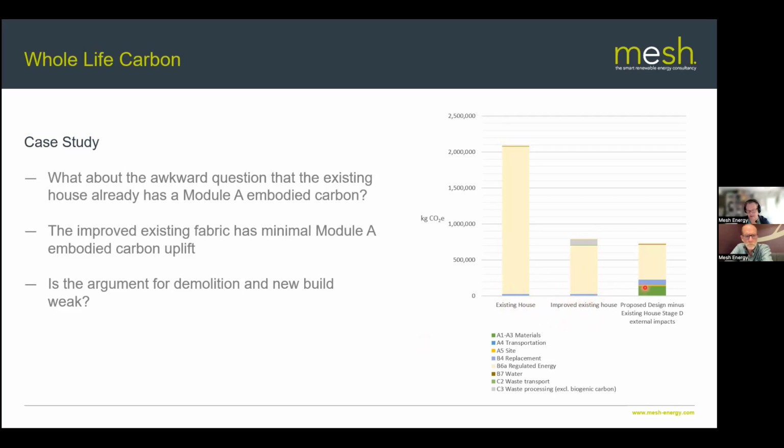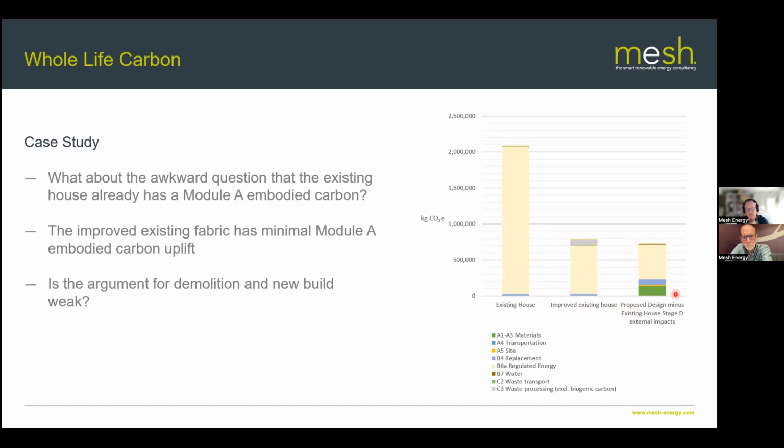And then we see that it reduces the whole life carbon of the improved existing house. It makes it more on par with the proposed design. I mean, this is actually not including any stage D external impact. So there's no materials taken from the existing house and used as a contribution to the proposed design.